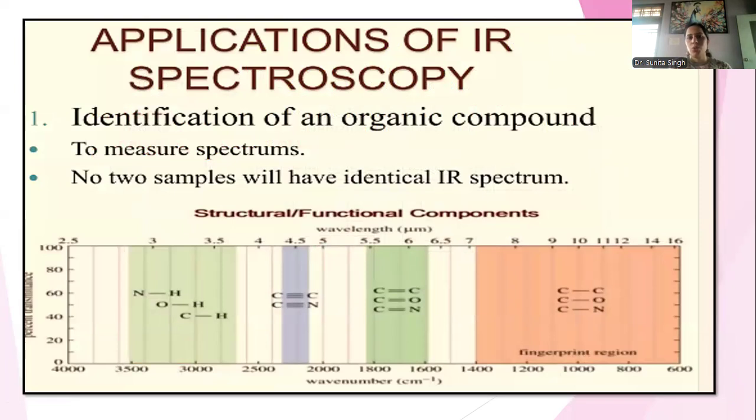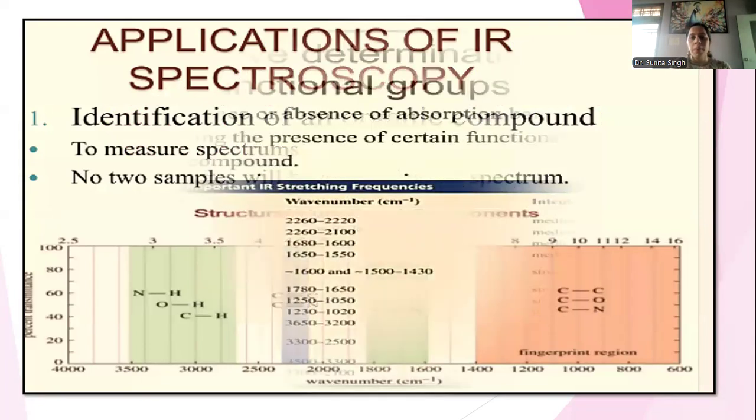Applications of IR spectroscopy, which is one of the important parts of this lecture. Identification of an organic compound. No two samples will have identical IR spectra, as I have already told, it is a fingerprint of that compound. We have different frequencies for the different functional groups.